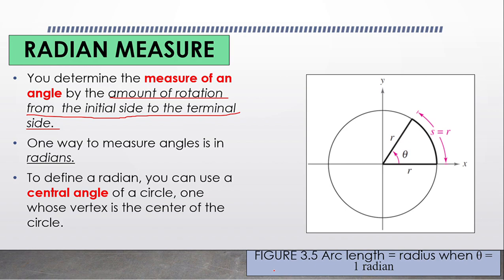Figure 3.5 shows an arc length, or here is our arc length, equal to the radius. This is our arc length, the variable is letter S, equal to the radius. So, that's it. And then, when theta is equal to 1 radian.